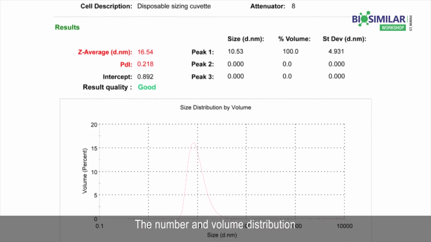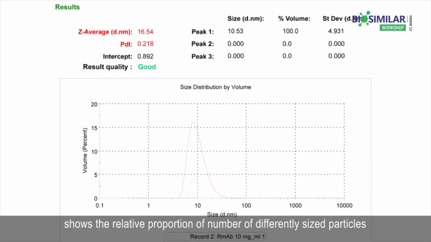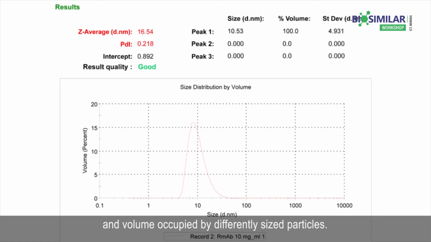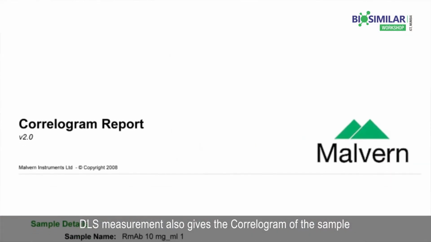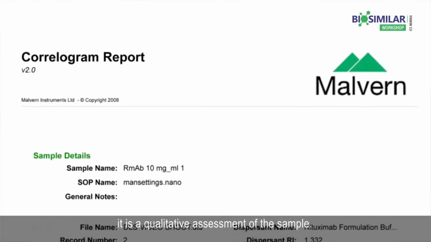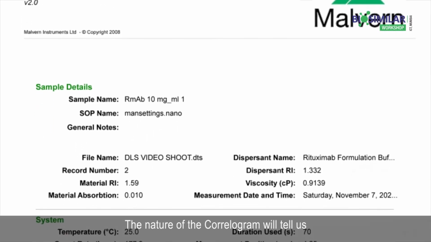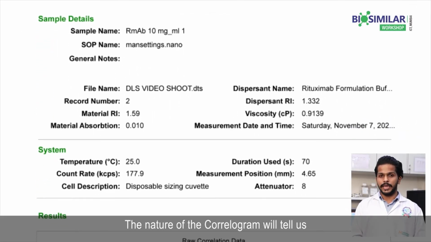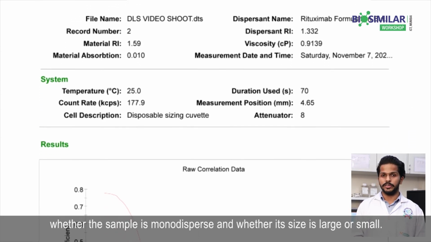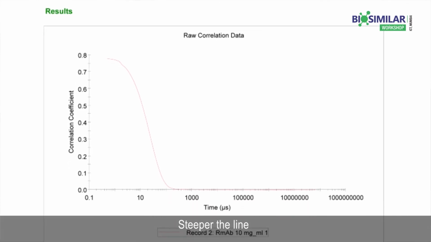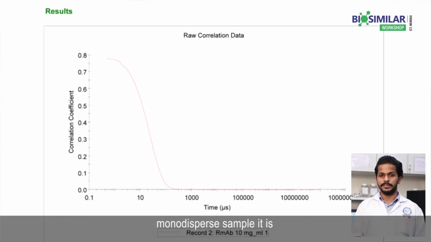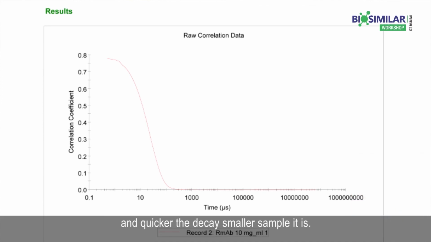The number and volume distribution shows the relative proportion of number of differently sized particles and volume occupied by differently sized particles. DLS measurement also gives a correlogram of the sample. It is a qualitative assessment of the sample. The nature of the correlogram will tell us whether the sample is monodisperse and whether its size is large or small. Steeper the line, more monodisperse the sample is, and quicker the decay, smaller the sample is.